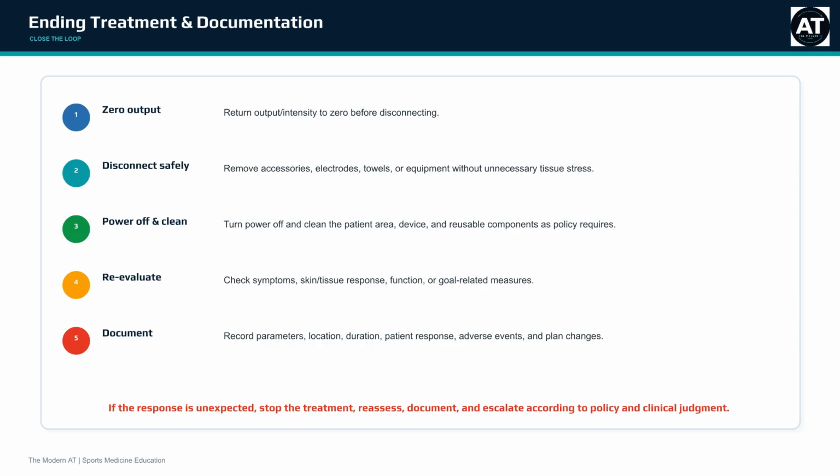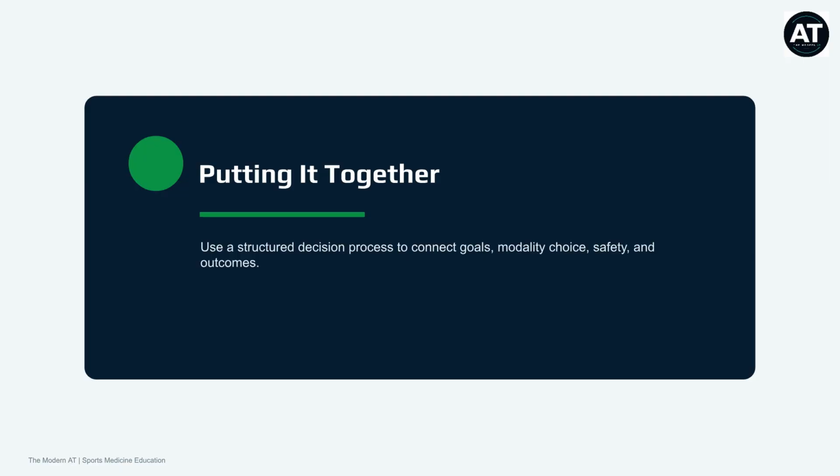Reevaluation then determines whether symptoms, skin response, tissue status, function, or the goal-related measure changed as expected. Documentation should include parameters, location, duration, patient response, adverse events, and plan changes. Unexpected responses require stopping, reassessing, documenting, and escalating when indicated. The final section brings the clinical and legal pieces together into a practical decision process for safe modality use.